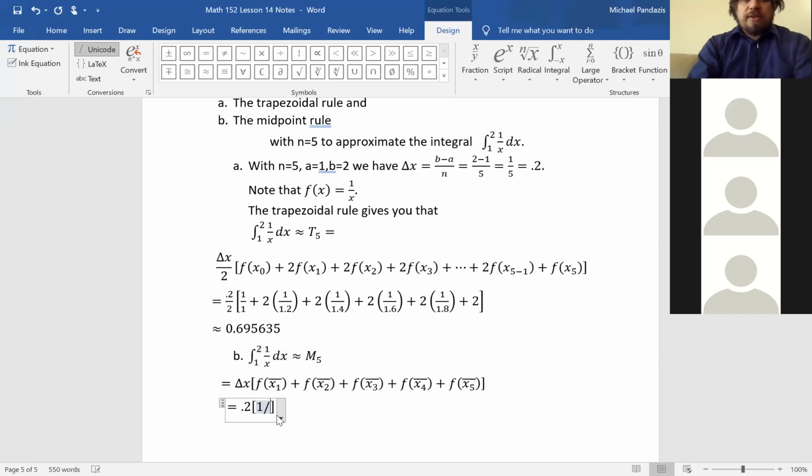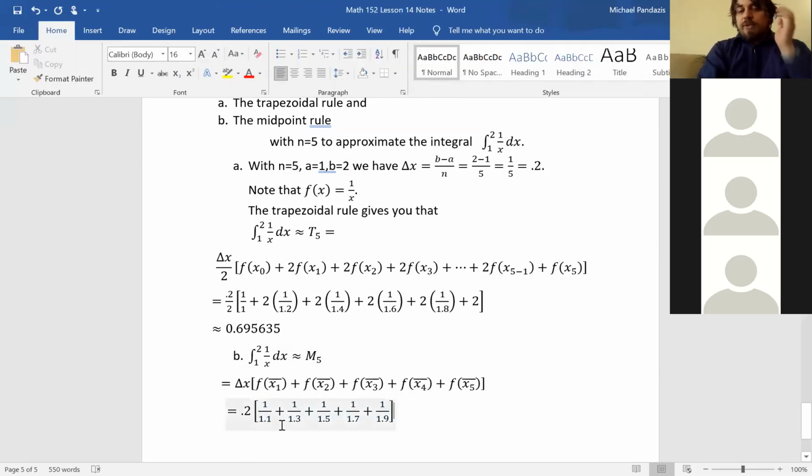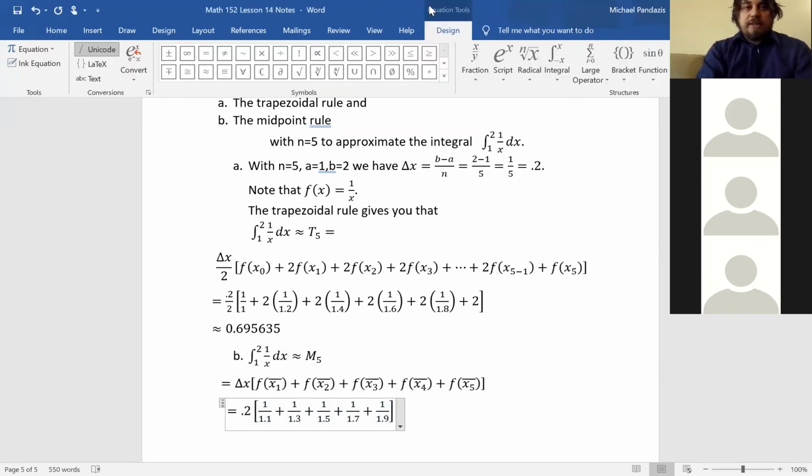And so this is 1 over 1.1 plus 1 over 1.3 plus 1 over 1.5 plus 1 over 1.7 plus 1 over 1.9. And so now you have 1.2 times that sum. Now you just calculate that and round, so you get a decimal, so it's an approximation.